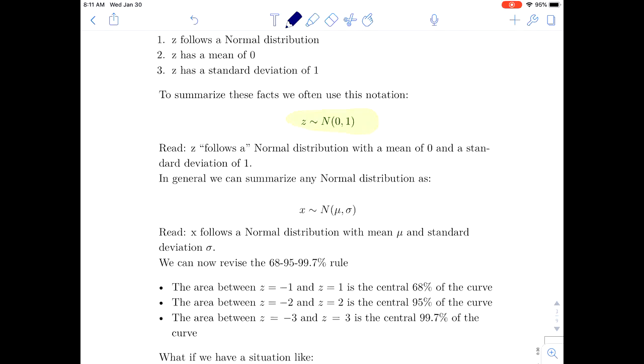So in general, any value of x, if it follows a normal distribution with a mean mu and a standard deviation sigma, this is how we denote it. Put a little link here to the follows, that's the tilde. People tend to not like that one very much.